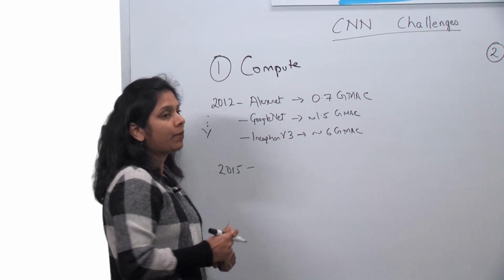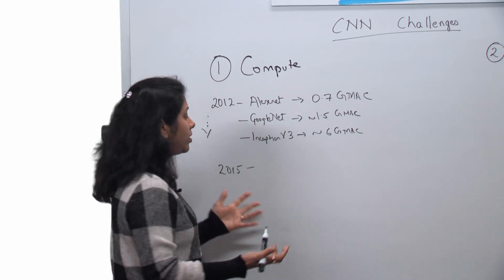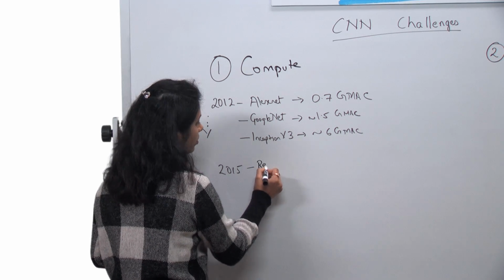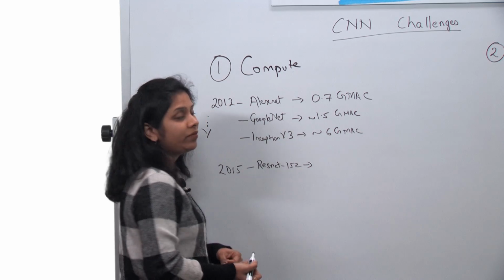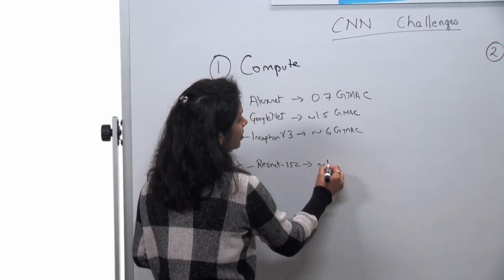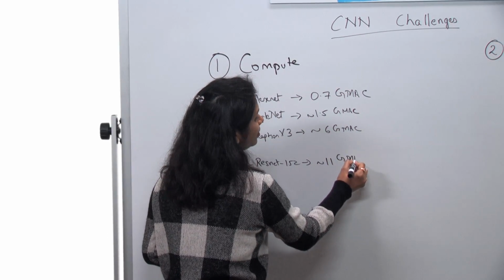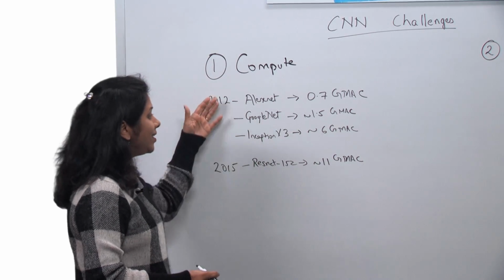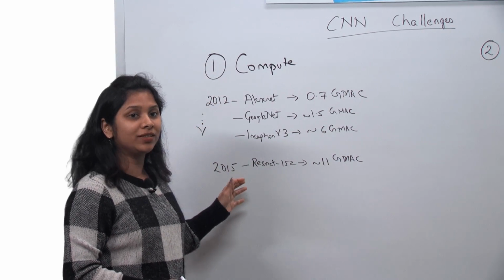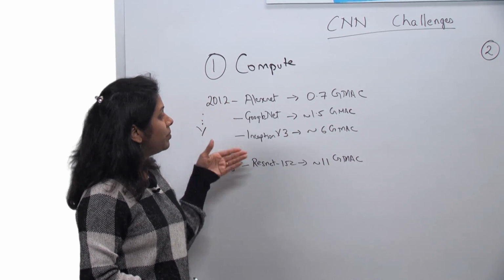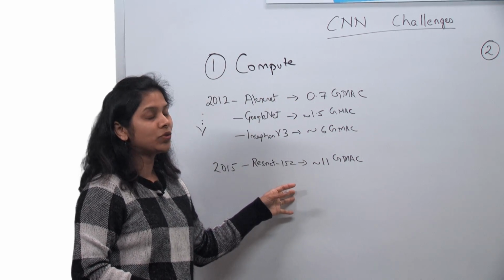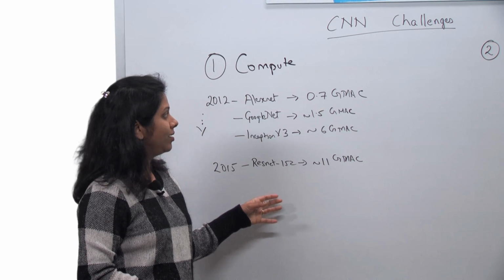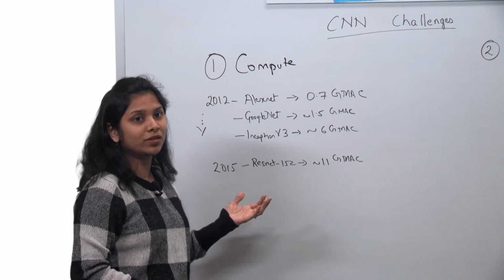These days people talk about ResNet. ResNet has different flavors. Let's take the biggest one, which is ResNet 152, and ResNet 152 is around 11 gigamac. So what we can see here is that within 3 years, the compute has increased from 0.7 gigamac to 11 gigamac, which is almost 6x the Mac requirement from 3 years back.